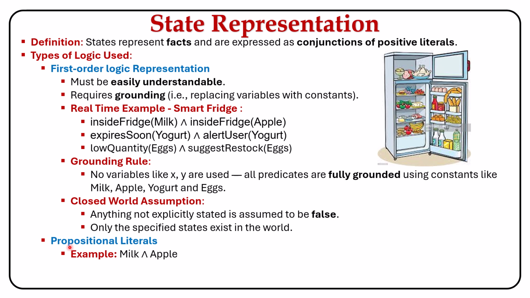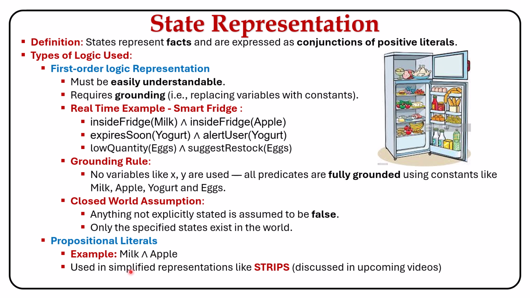The next type of logic used is propositional literals. For example, milk and apple. So it tells that milk and apple are available here. So it is used in simplified representations like STRIPS. So STRIPS is discussed in upcoming videos. So we can check out there. So we can either use first order logic representation or propositional literals in order to represent the state.